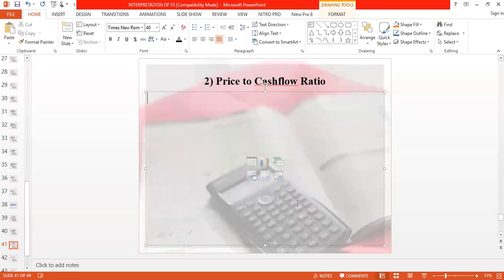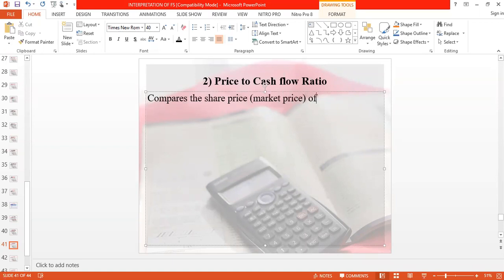Sometimes the information given in a question cannot enable you to calculate this. Remember, when we talk of price, we are looking at the market price of the shares. If you have not been given, you don't calculate it. It compares the share price, in other words the market price of a company, to the cash flows generated. Everything here is about cash flows.